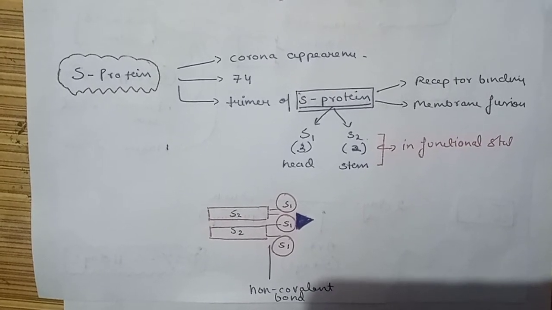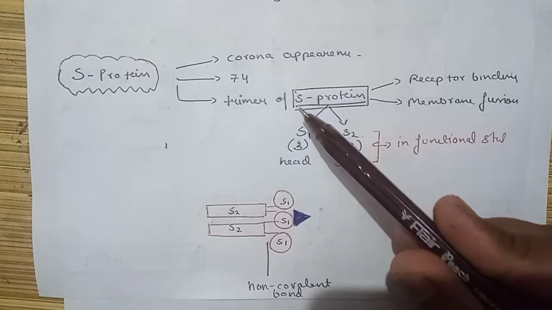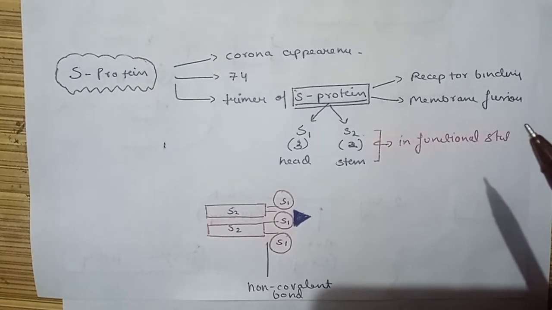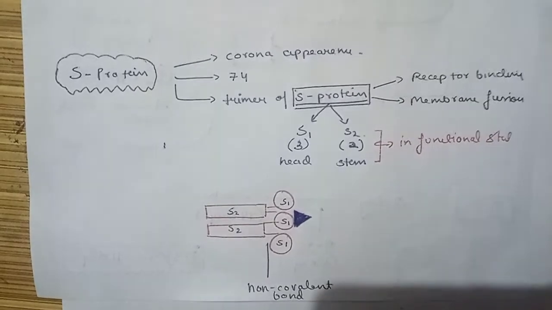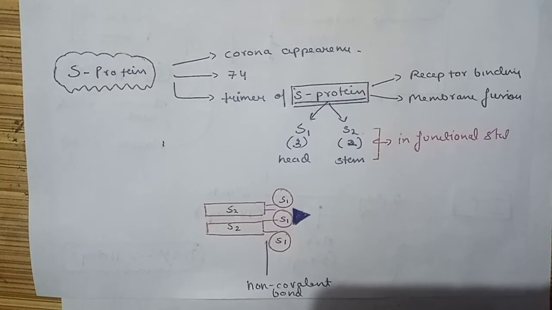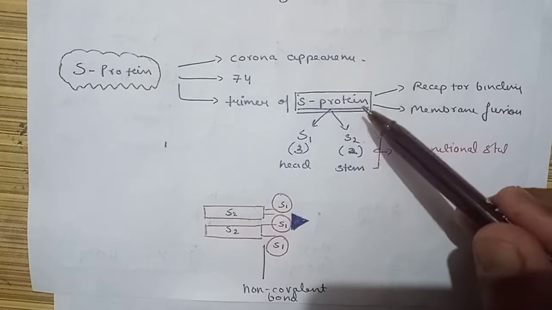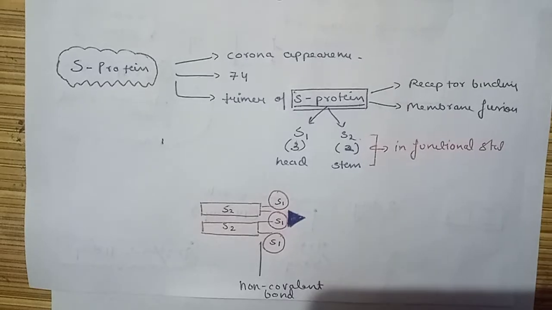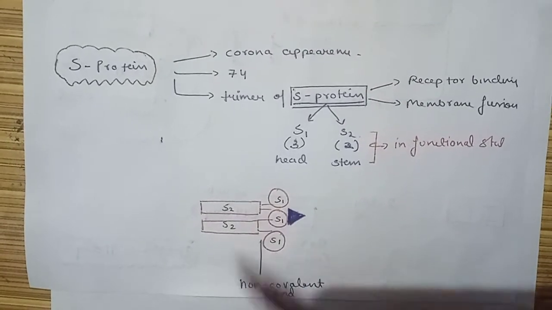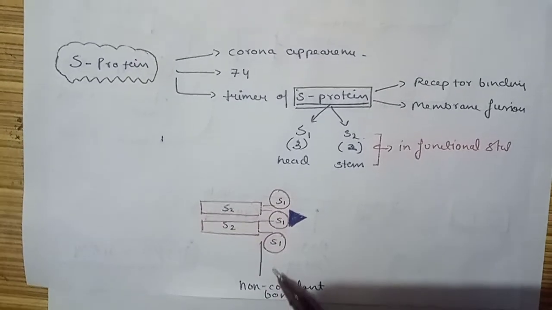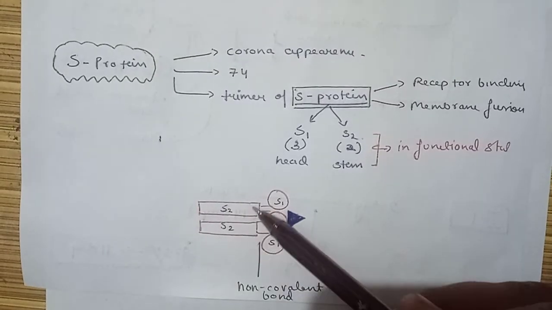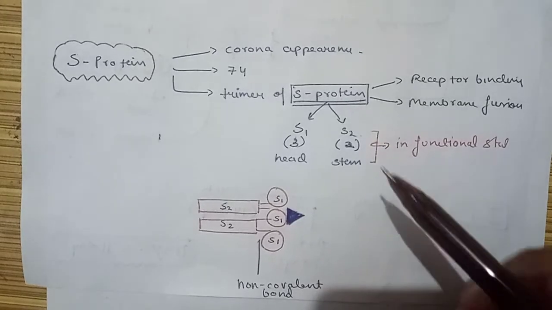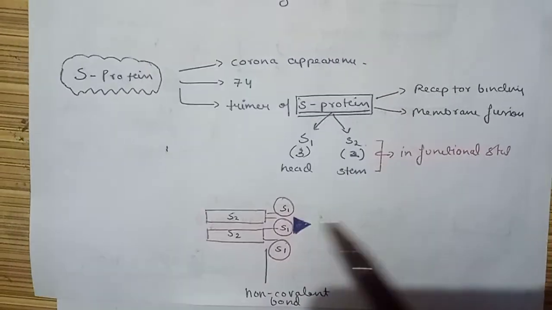Now this S protein is made up of trimer of the S proteins, means each unit of S spike that is present over the membrane of the SARS-CoV-2 has a trimer of S protein. Now this trimer of S protein is made up of two subunit, that is S1 as well as S2. Now when the coronavirus is active, there are two S2 units that are attached to three S1 units. These S1 units are the heads and the S2 units are stem.